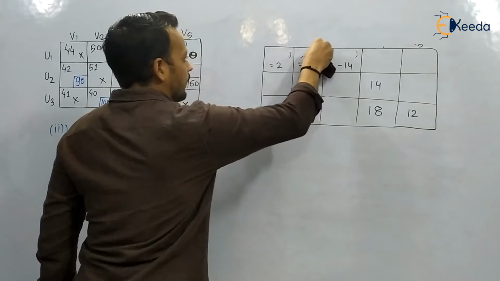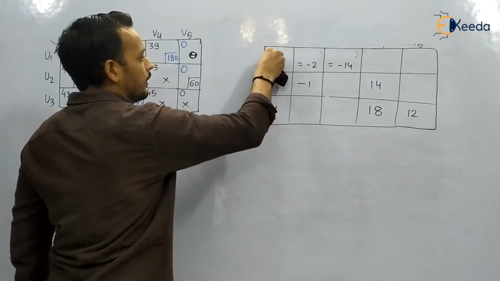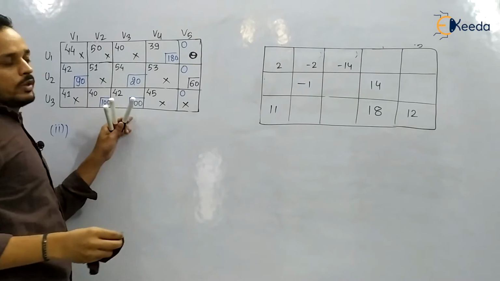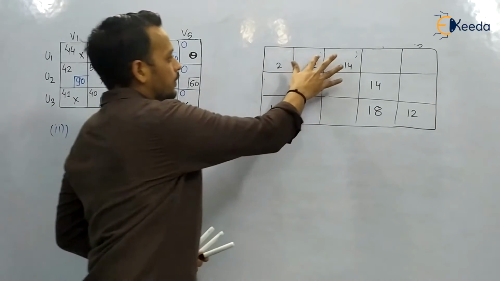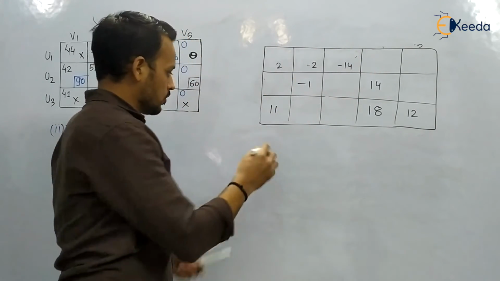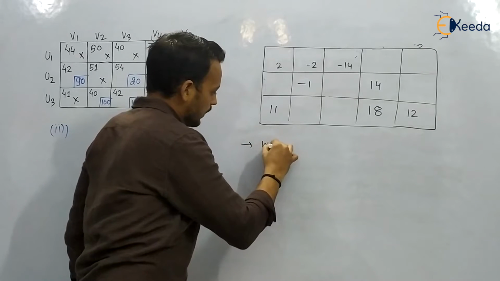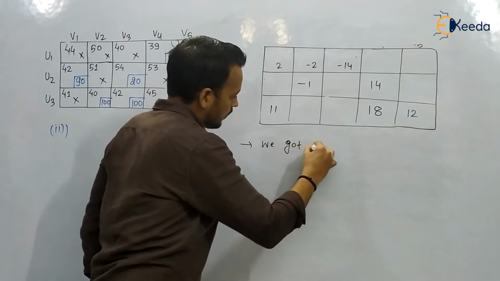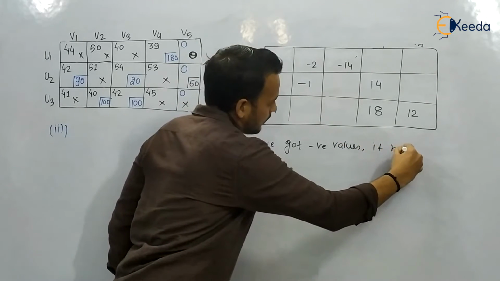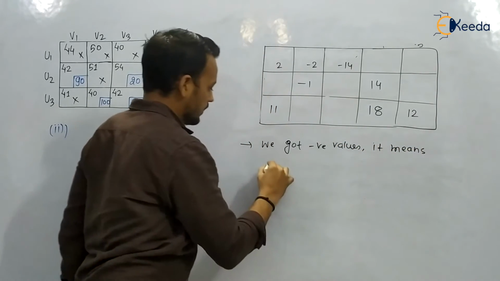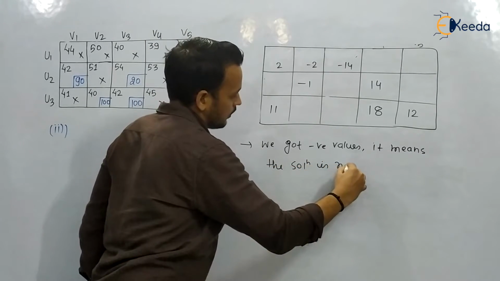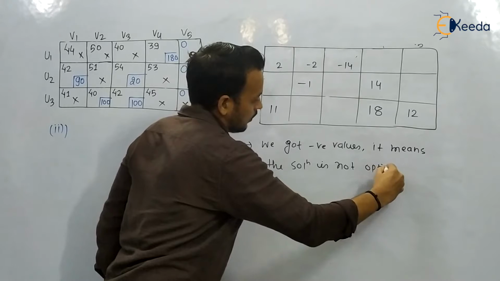Since we have got negative values, it means this was not the optimal. Okay, this was not the optimal. We have got the negative values. You can see we have got 3 negative values. It means the solution is not optimal.